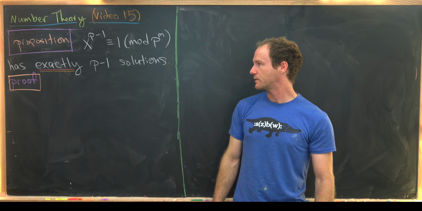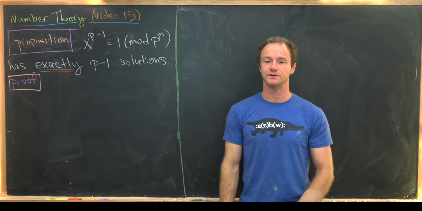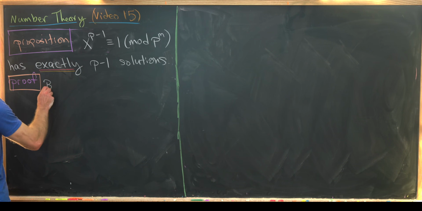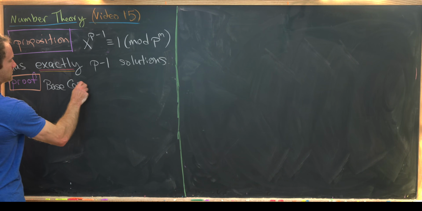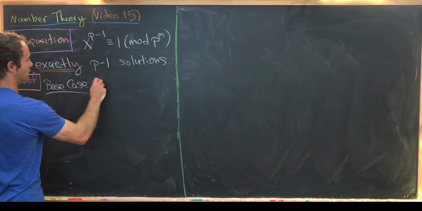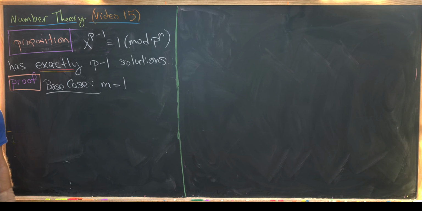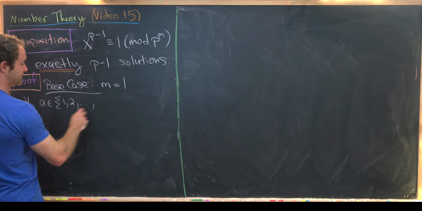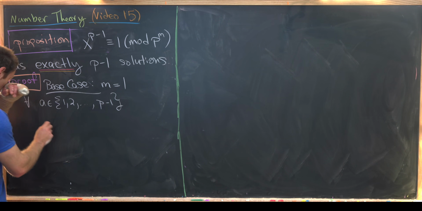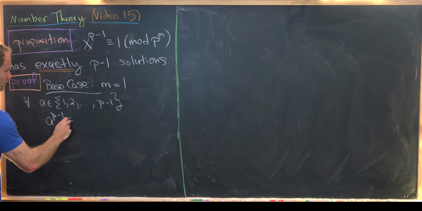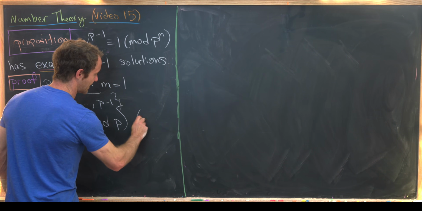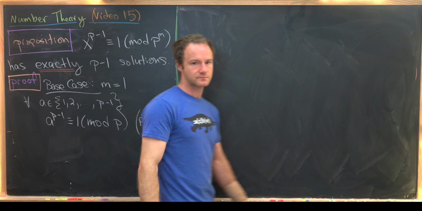Okay, well, how could we prove this? With induction, and we'll use Hensel's Lemma. That's why we did Hensel's Lemma. Okay, so let's look at our base case. So notice our base case will be the m equals 1 case. But let's recall that for all a from the set 1, 2, up to p minus 1, we know that a to the p minus 1 is congruent to 1 modulo p. And that's by Fermat's little theorem.